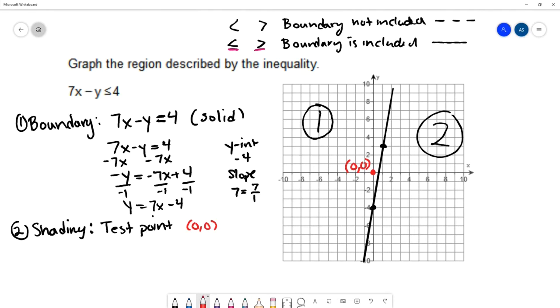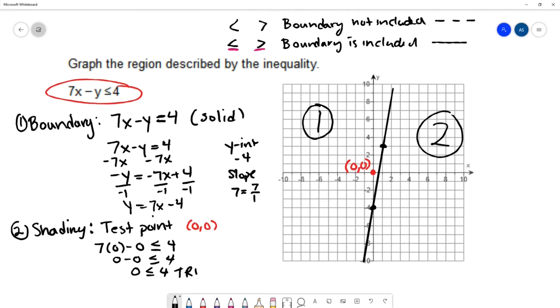And you're going to substitute the test point into the original inequality. That would give 7 times 0 minus 0 is less than or equal to 4. 7 times 0 is 0, minus 0. 0 minus 0 is 0. And we get 0 is less than or equal to 4. That's a true statement.